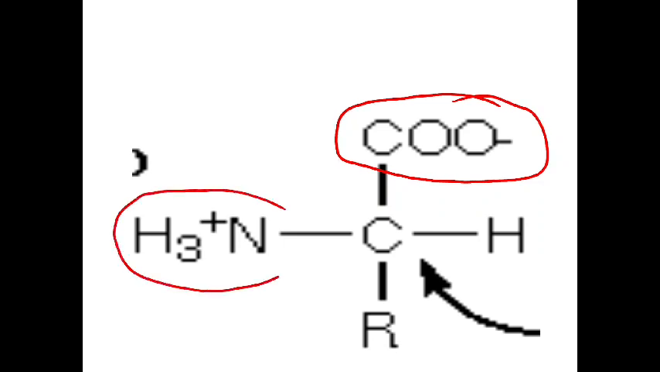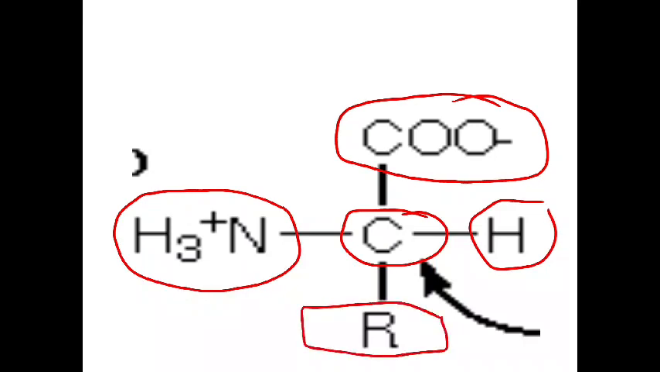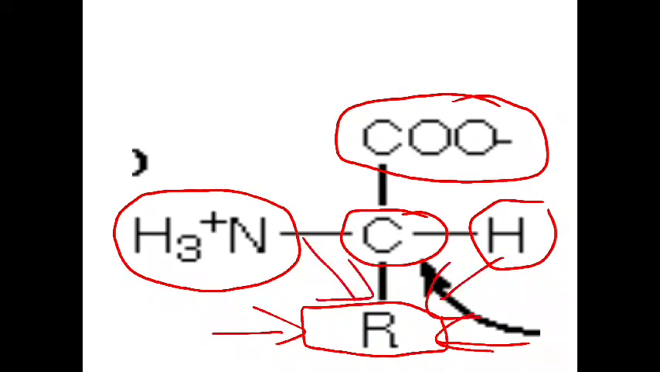So this is the carboxylic group of the amino acid, and this is the amino group of the amino acid, and this is the alpha carbon. This is the hydrogen, and this is the side chain. And this side chain plays an important role in classifying the category where the amino acid should fall under. This R group has different types of functional groups.